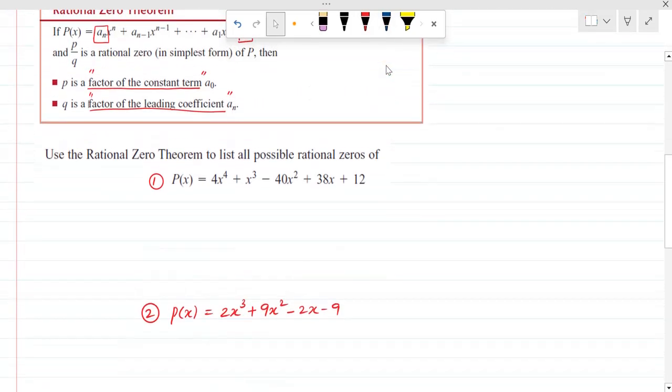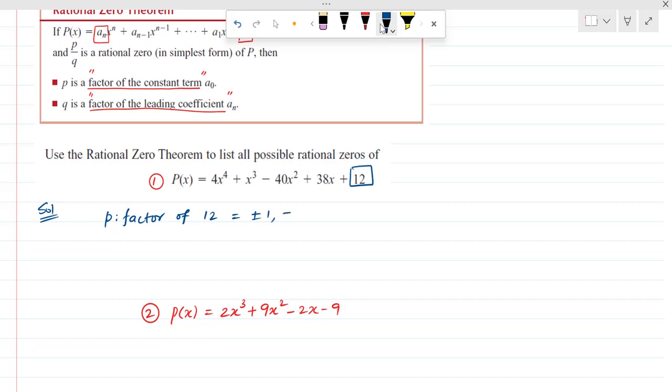Now we will solve the first problem. Here, what is the p? It is the factor of the constant term, which is 12. So by which numbers will 12 be divisible? Plus or minus 1, 2, then 3 and 4. 5 is not possible, since 5 does not divide 12. Then 6, and then 12.